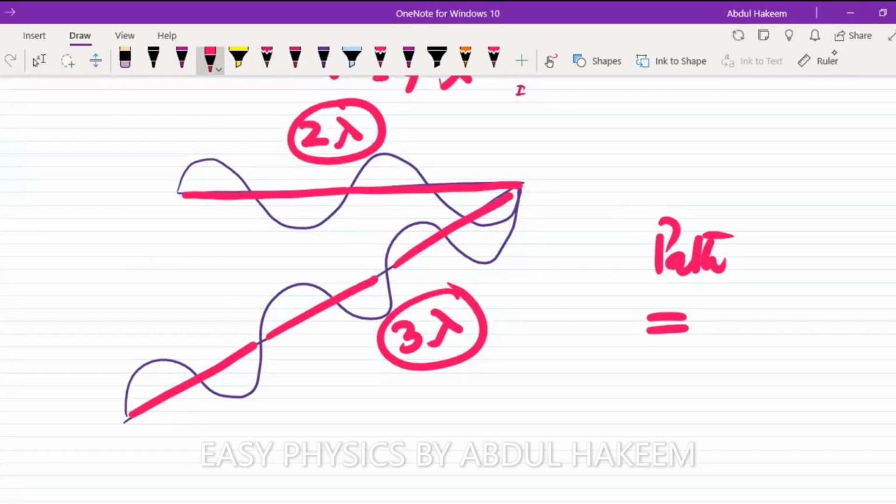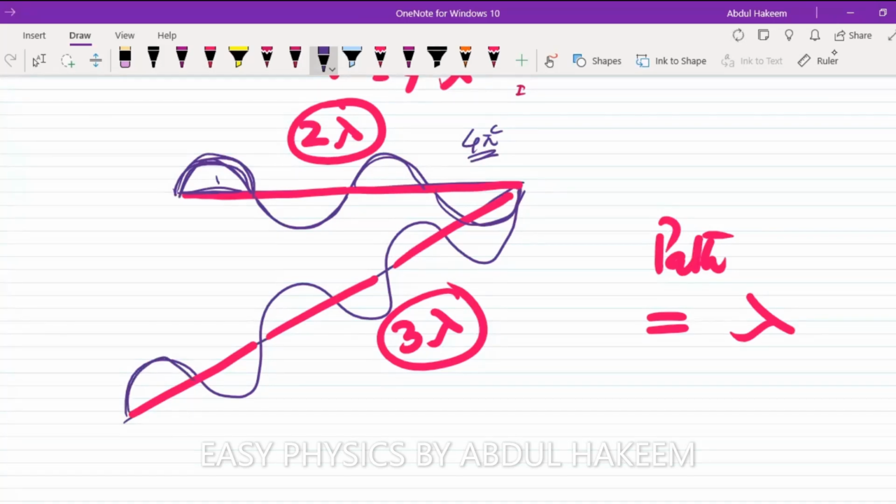So the path difference is represented in terms of lambda. So 3 lambda minus 2 lambda is a lambda. And the phase difference is the difference in angular distances covered by the two waves before meeting at a point. Look here, this is a 180-degree angle, meaning pi radian, angular distance pi. 1 pi, 2 pi, 3, 4. So this is 4 pi radian angular distance.